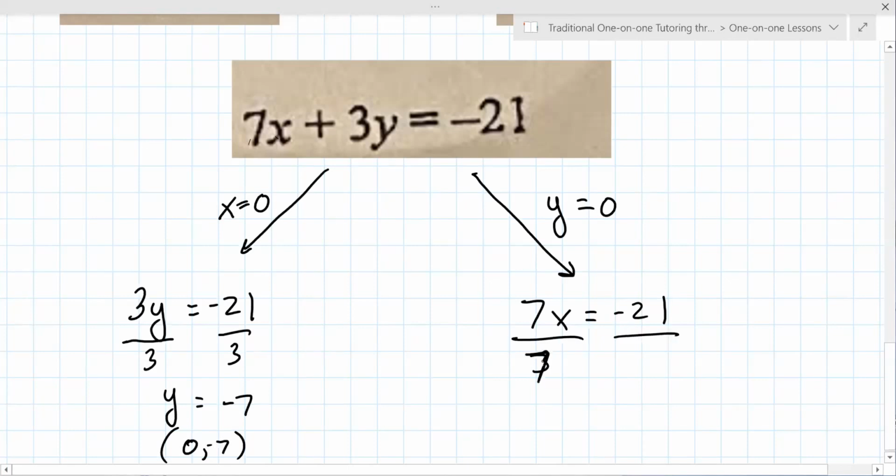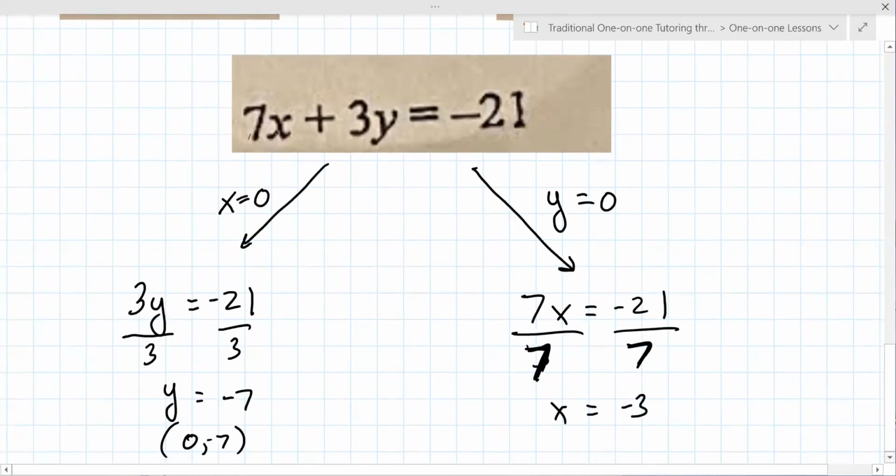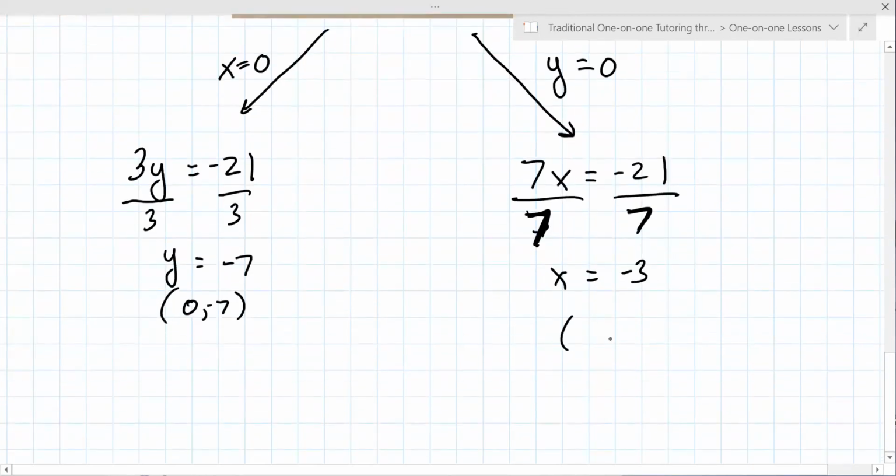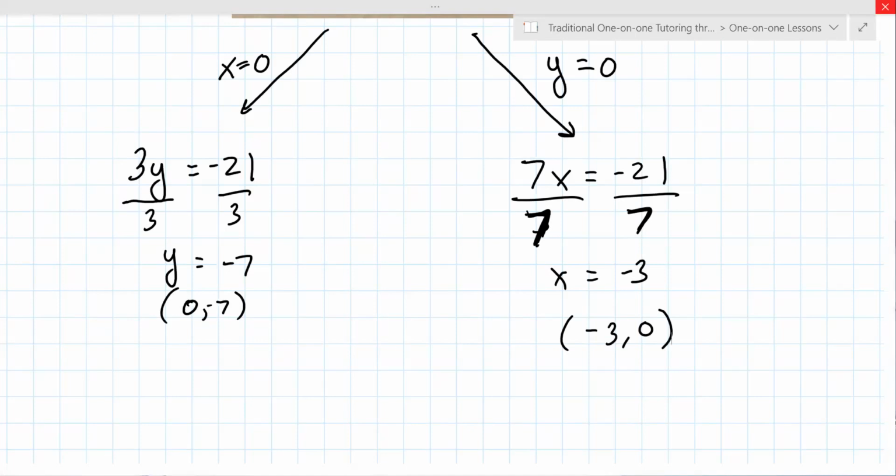That one is just 7x equals negative 21, so 7. This is not 7. You're dividing both sides by 7. Oh, 3. Negative 3. Yeah, negative 3, sorry. Okay, so what is the ordered pair now? The ordered pair is 0, negative 7, and negative 3, 0. Very good. Okay, so now we could go to our graph and we could find that. Yeah. Okay, so let me get that for you.